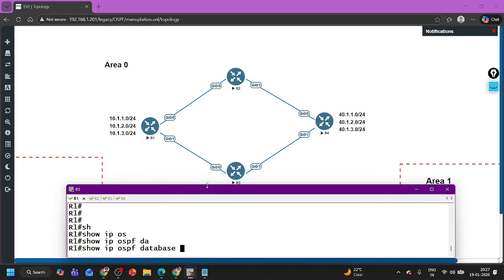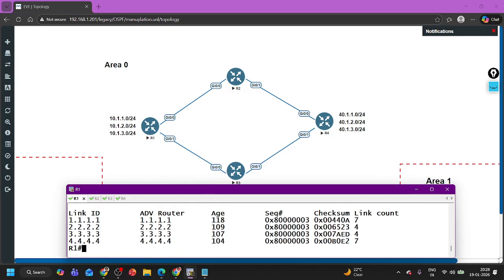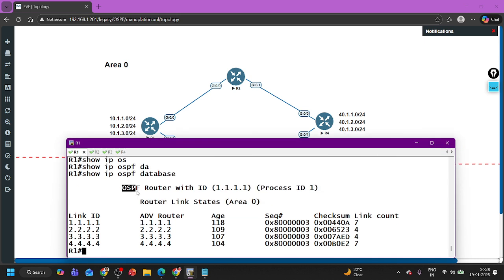Actually, LSA 1 is the detailed information of links, states of links. Through router LSA, every router can see the entire topology. That's why we are saying between areas, OSPF is not a link state routing protocol. OSPF is a pure link state routing protocol within the area. So show ip ospf database.